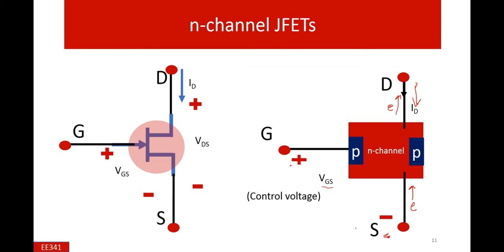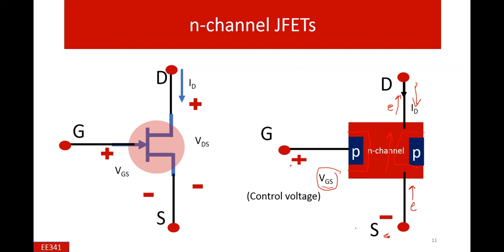When we apply this voltage, this P substrate and N channel make a depletion region, and this depletion region varies with the variation of this voltage. The path for flowing carriers from source to drain also varies, which may be narrow or wider, depending on the application of VGS, which will be covered in the next slides.